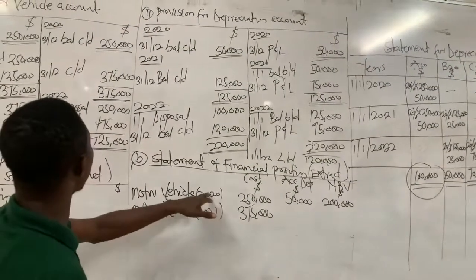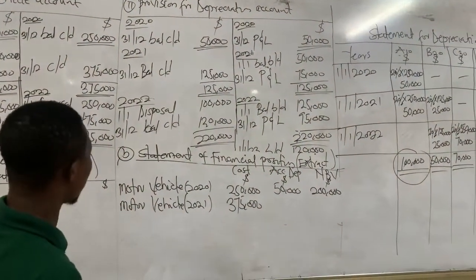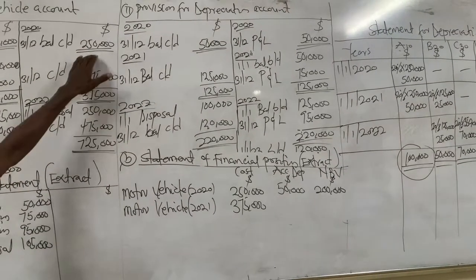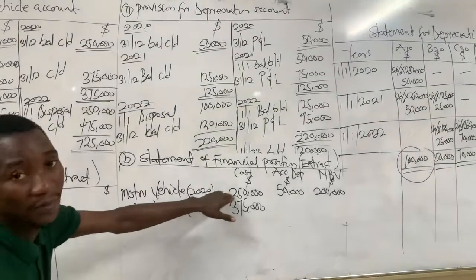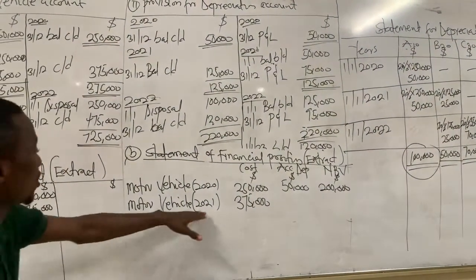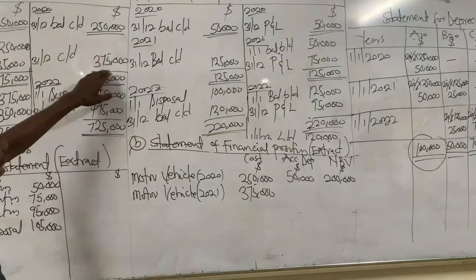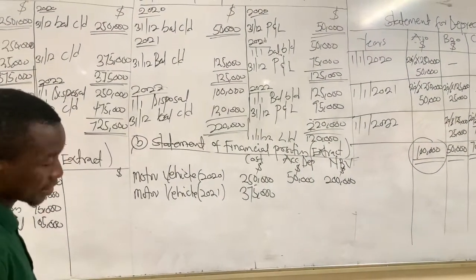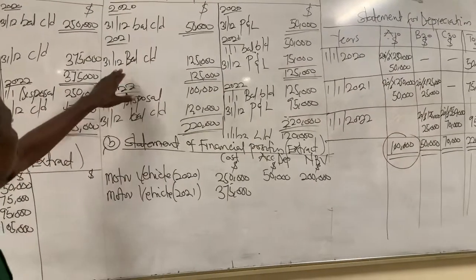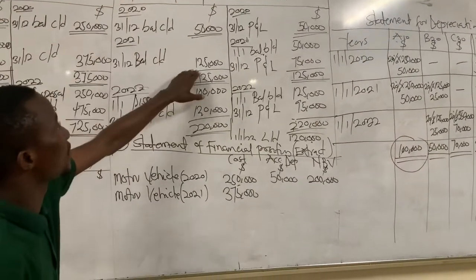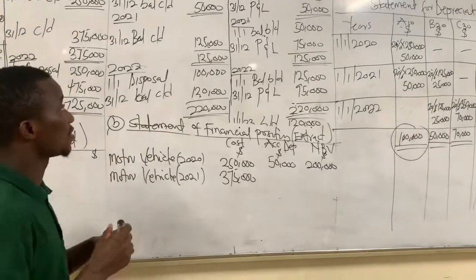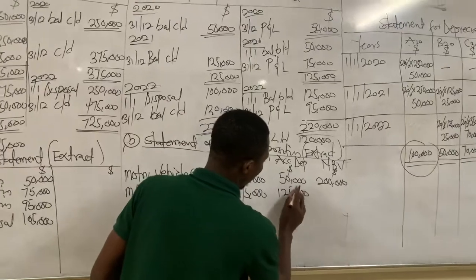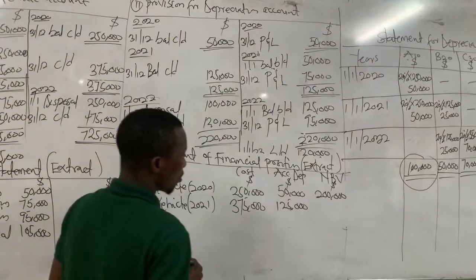So for 2020, from the asset account, you can see that the balance, the current amount, is 250,000. Then we present it over here. And for 2021, you can see that the current amount is 375,000. Is that okay? Then we also consider its depreciation. And for 2021, accumulated depreciation is 125,000. Then we bring the 125,000. We are only considering the carrying amount.